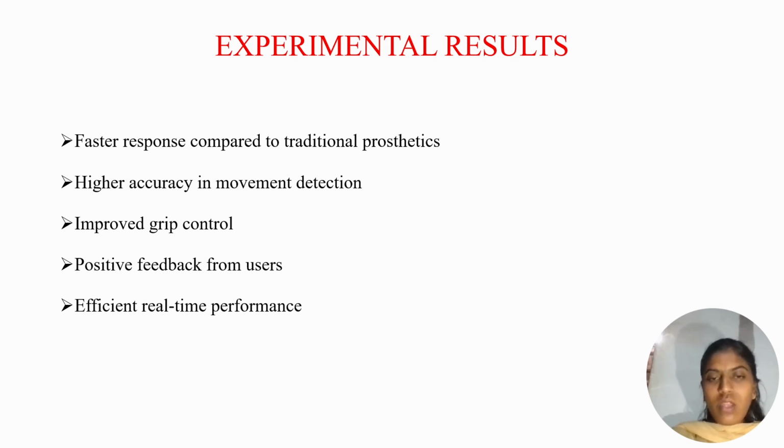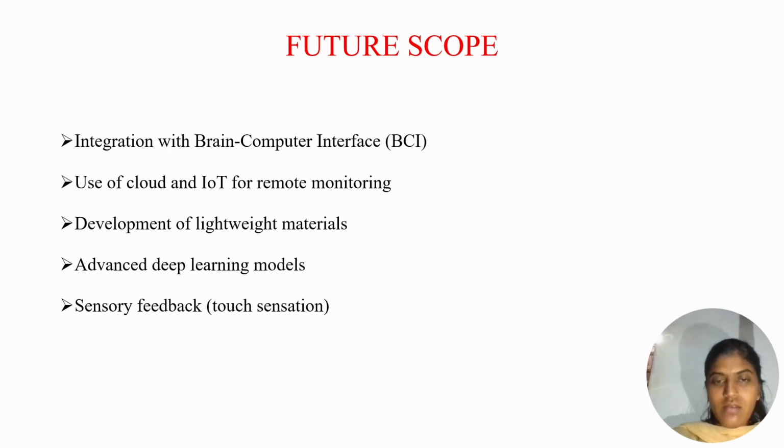Experimental results. What type of experimental results are we reaching on the prosthetic limb? Faster response compared to traditional prosthetics. With traditional prosthetics, people face many problems in their lives. The component cost is very high and the component weight is very high, so we cannot handle them easily. And higher accuracy in movement detection, improved grip control, position feedback from the user, and efficient real-time performance.